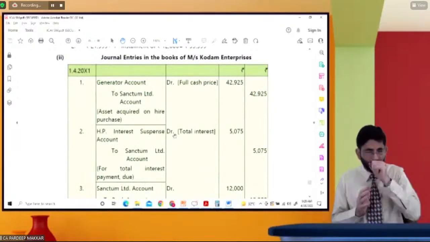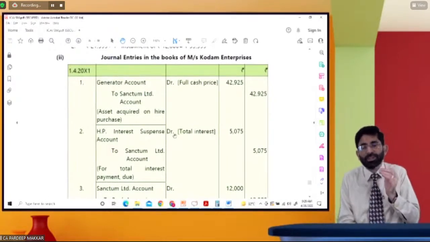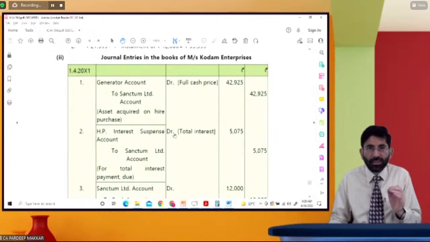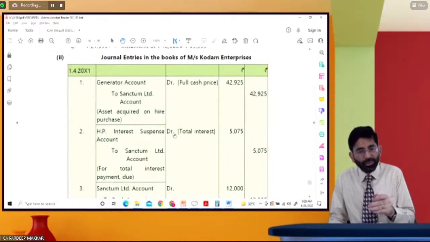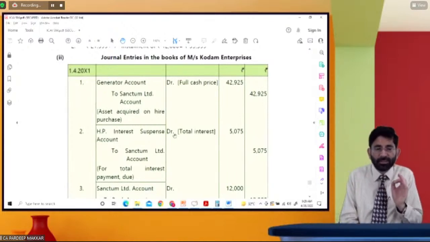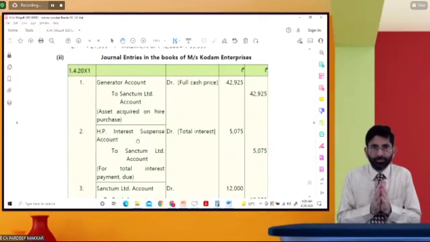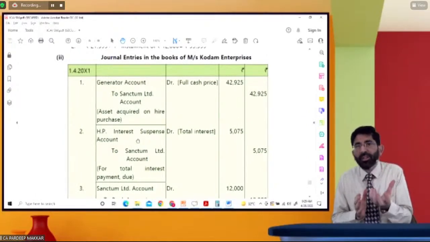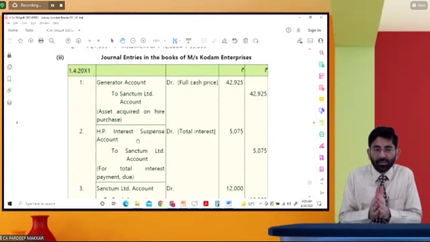First of all, the first entry will be passed: asset account debit. This is in the books of Kodam Enterprises. Kodam is the purchaser here. So in the books of purchaser, the first entry will be asset account debit to vendor account with full cash price, as we are doing in the previous method also. No difference at all. Just one additional entry will be passed: HP interest suspense account debit to vendor account with the total interest of all the installments. This is a provision which has been created in this case. A provision of total interest will be created. Entry is very simple: interest suspense account debit to vendor account with total amount of interest.